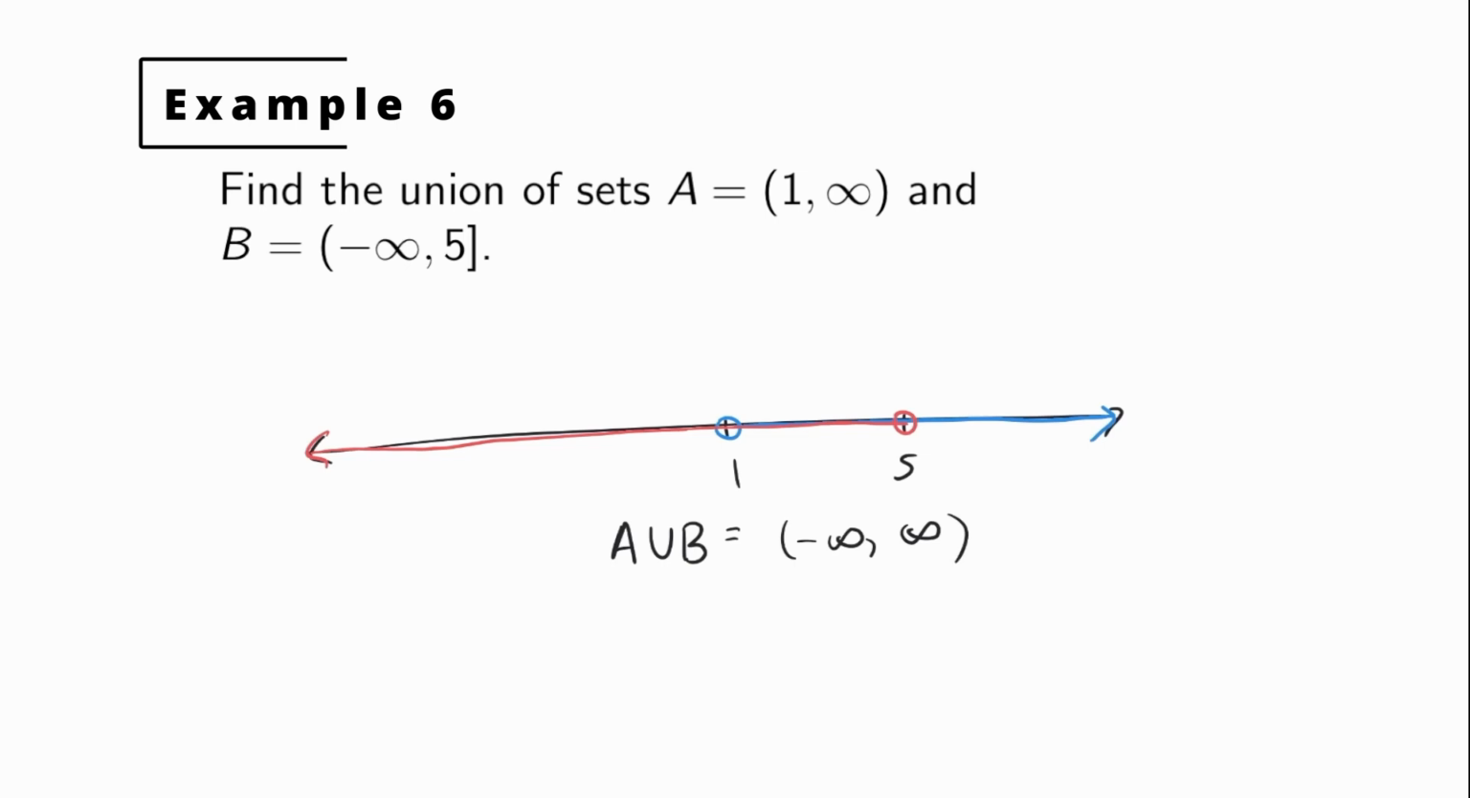It turns out it's all real numbers because every number on the number line is in one of those two sets, right? So, 1 might not be included in A, but 1 is included in B. 5 is not included in B, but it is included in A. So even both the endpoints are also in there. Okay, so everything is in there.